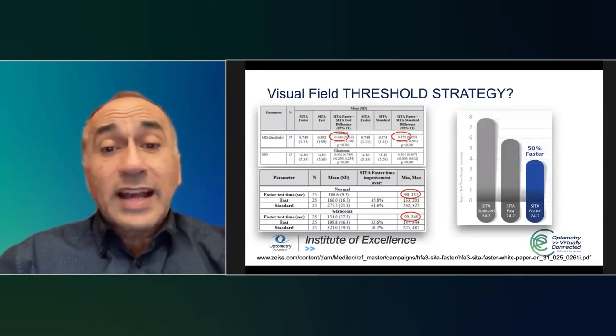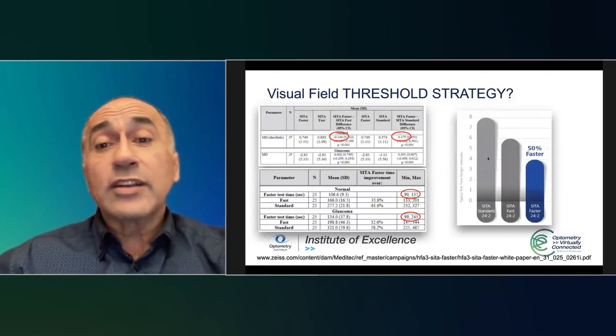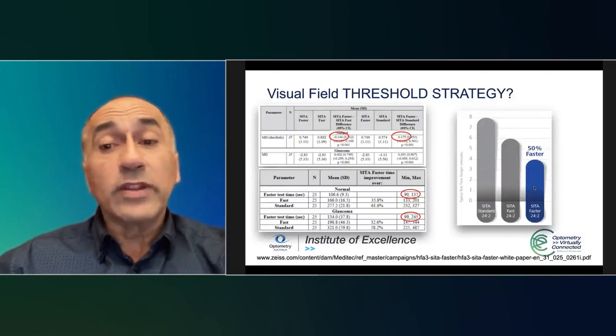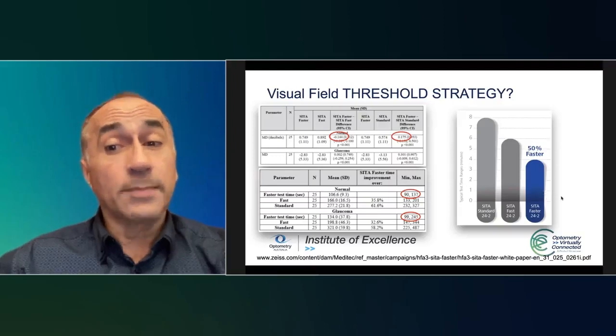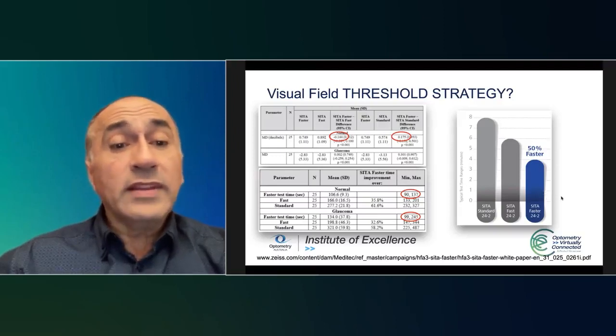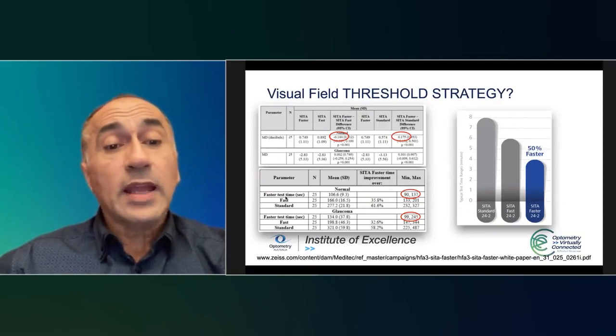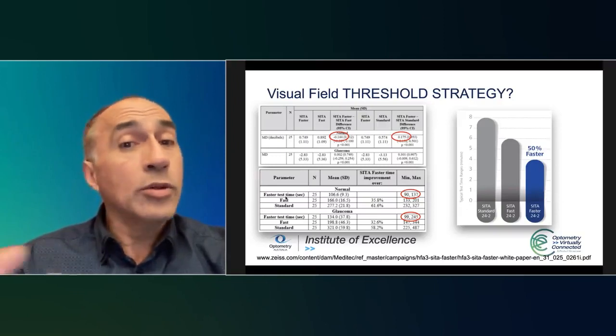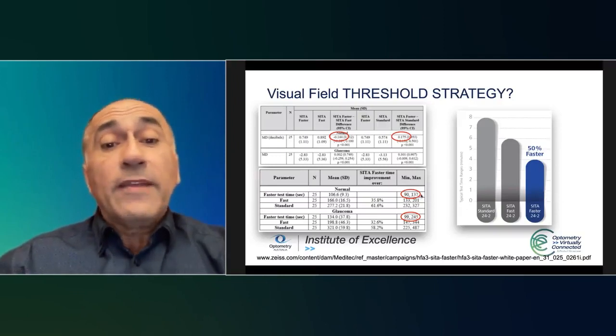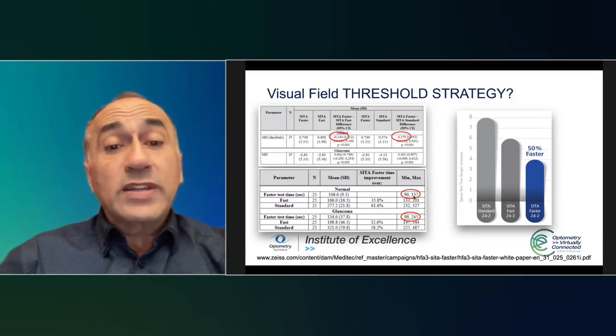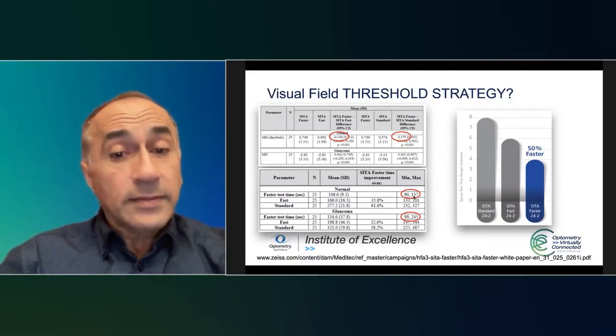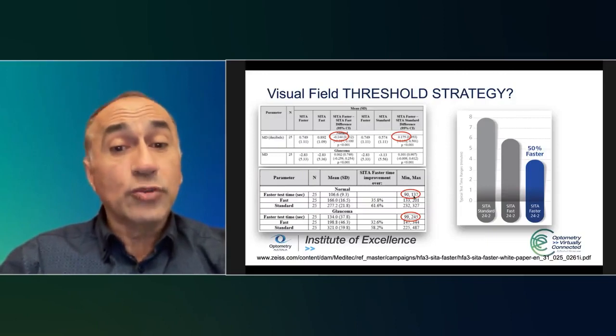So this data comes from Humphrey itself. So SITA standard 24-2 is 8 minutes. SITA faster is completed typically within 4 minutes. And in practical terms, it's actually much faster than that. And if you look at their data for normals, a patient without glaucoma, say a glaucoma suspect, they're finishing a 24-2 SITA faster in 90 seconds. So 1.5 minutes to about 2 minutes.